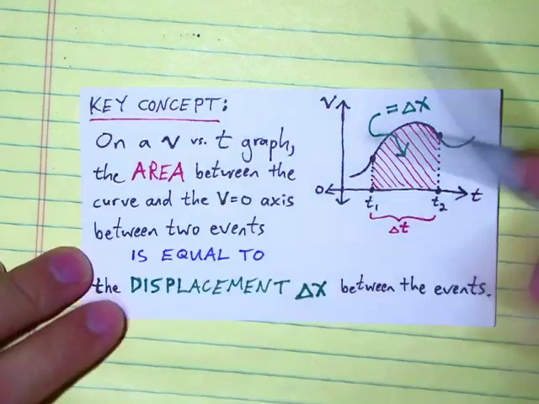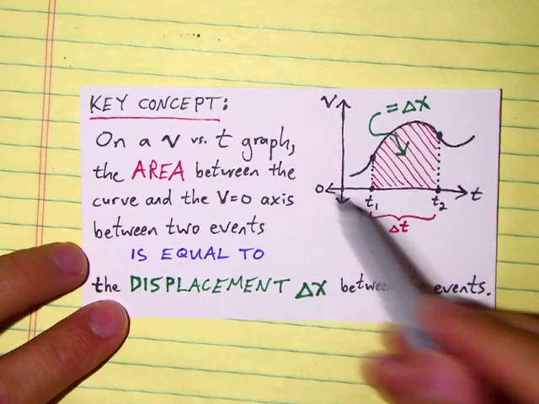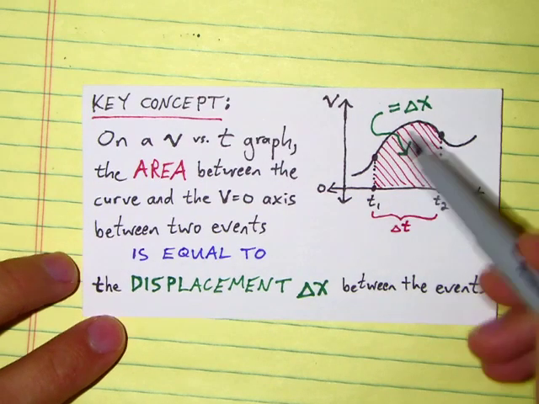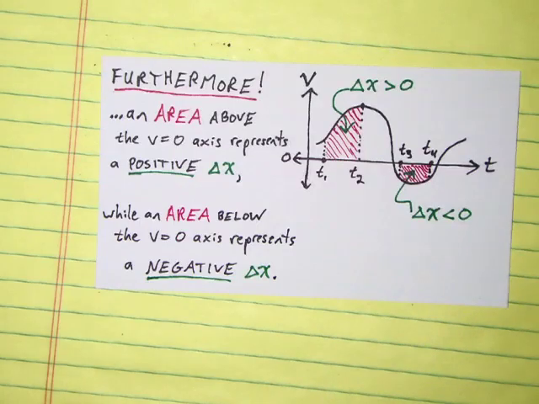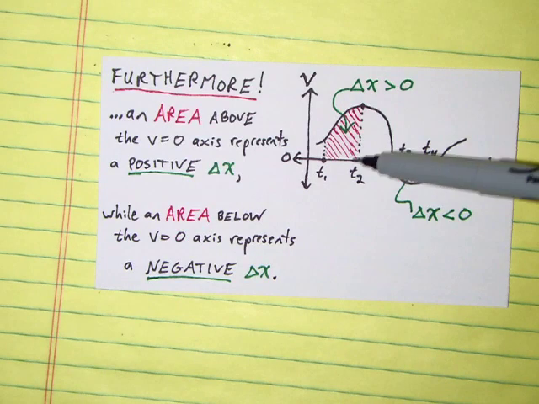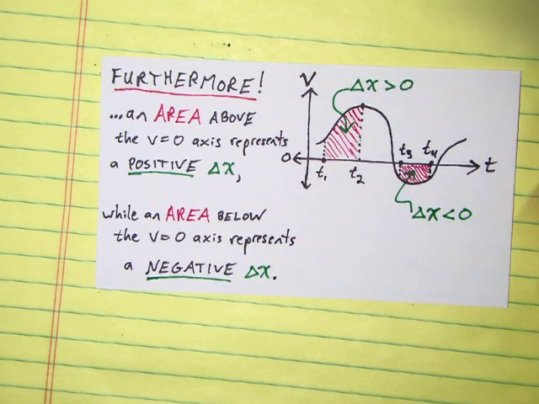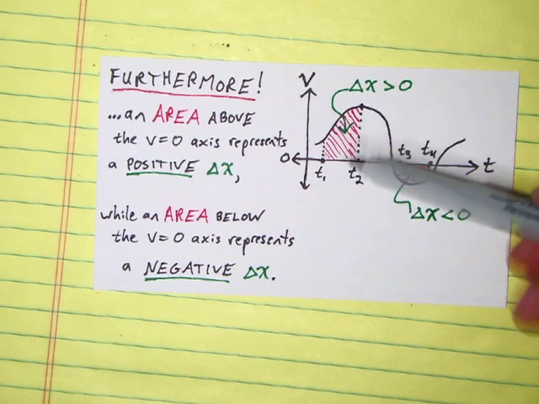On a velocity versus time graph, the area between the curve and the v equals 0 axis between two events, T1 and T2, is exactly equal to the displacement between those two events. Furthermore, an area above the v equals 0 axis represents a positive displacement, because the velocity is positive this whole time, so the object is moving in the positive x direction.